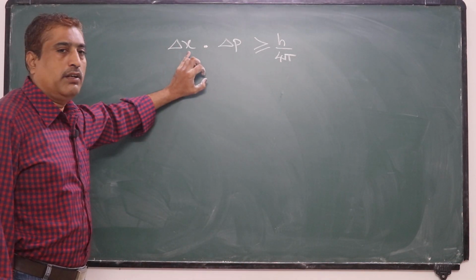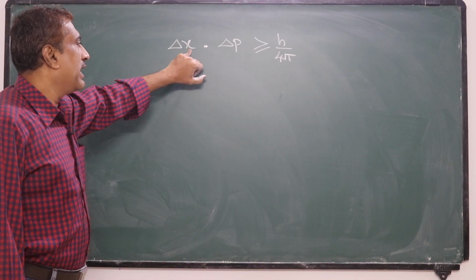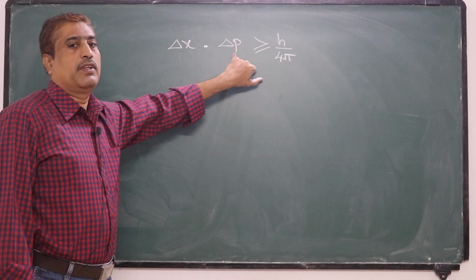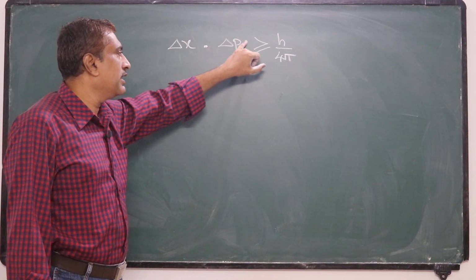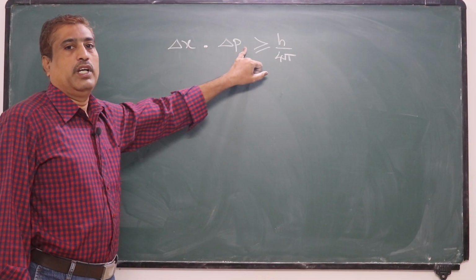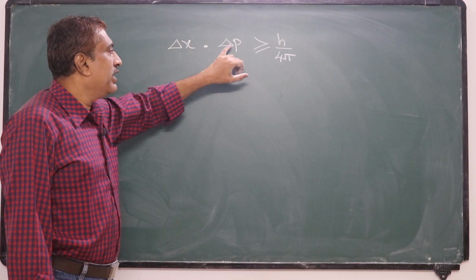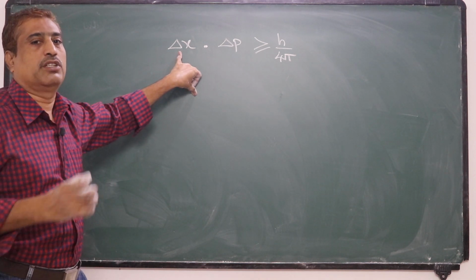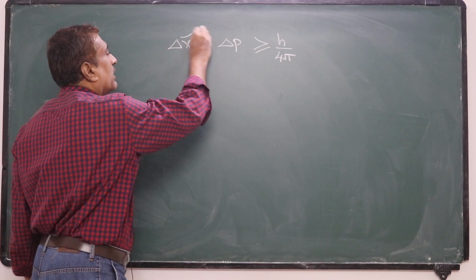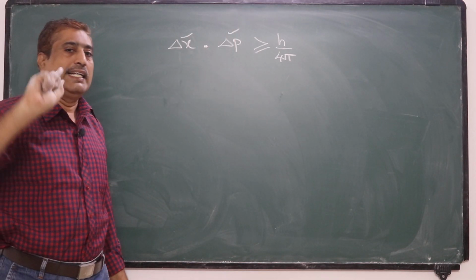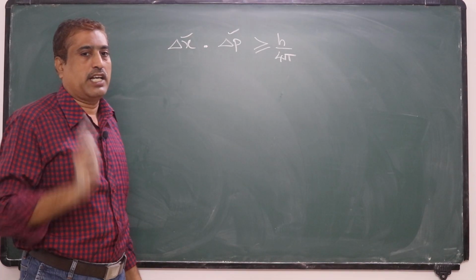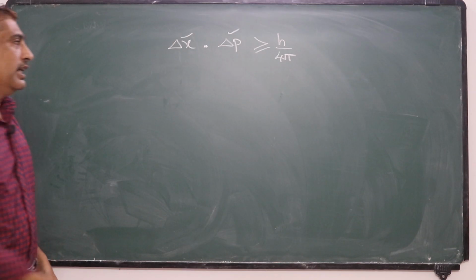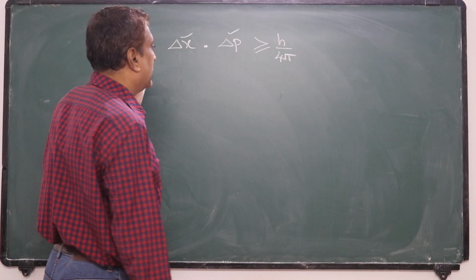That means according to Heisenberg, if we are accurate in measuring the position of the body, then the accuracy of measuring the momentum will be less. If we measure accurately the momentum of the particle, then we cannot measure accurately the position of the body. That means these two physical quantities cannot be measured exactly or to a high degree of accuracy simultaneously. And this is called the Heisenberg uncertainty principle.